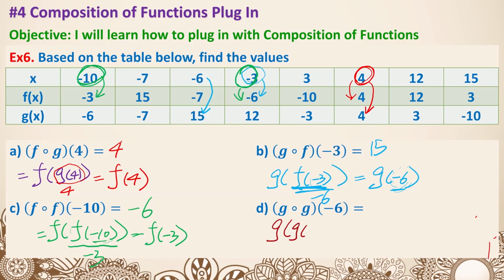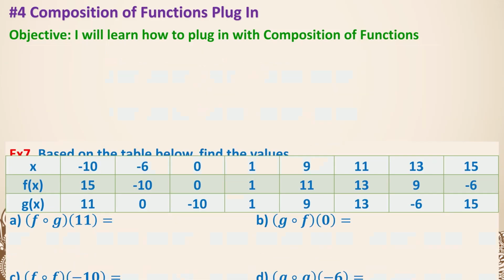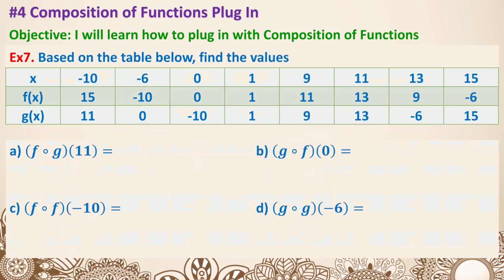g of g of -6. So first, look for -6 for x right here, and then g of -6. So go to g. That is going to be a 15. Which means that inside is being replaced with a 15. So now you're looking for g of 15. So we need to go to x being 15 and look for the g, and that is -10. That's example 6. I would recommend you pause here and try example 7.